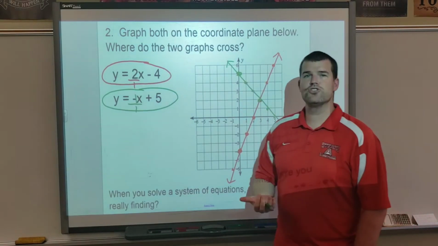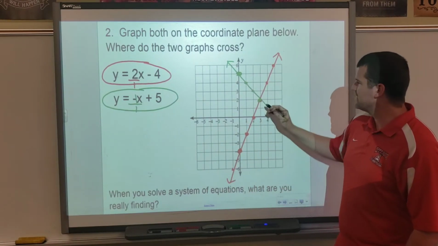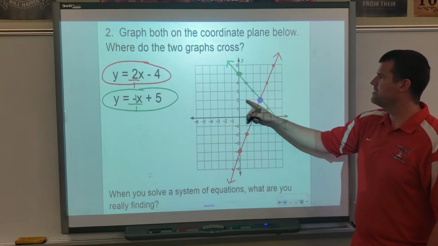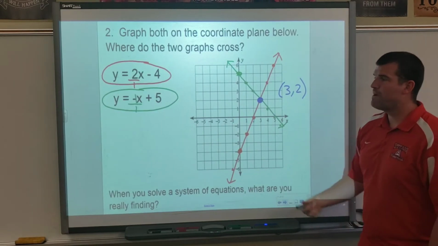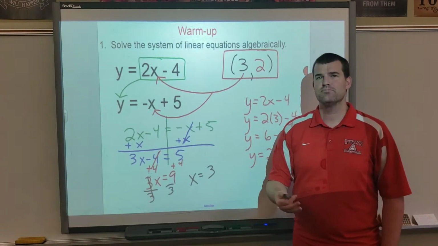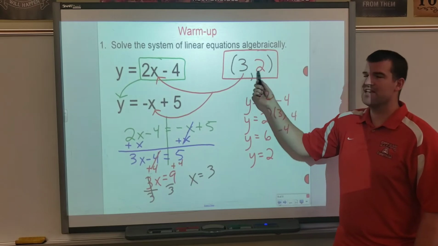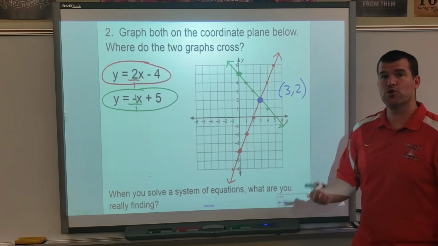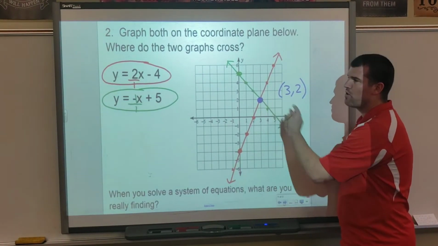And we said our solution is where the two graphs cross. So if I go to where they intersected, right here, that is the ordered pair 3, 2. So if we go back to the warm-up, this was the exact same problem, just not on a graph. But when we solved it, the answer was 3, 2. Well, what does 3, 2 have to do with the graphs? Well, 3, 2 is where the two graphs cross.